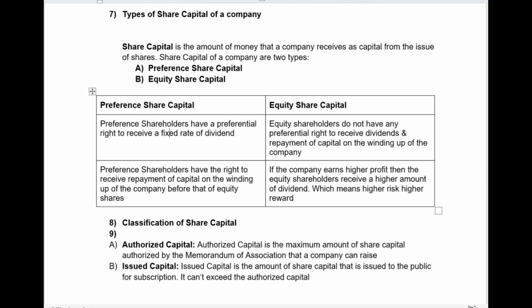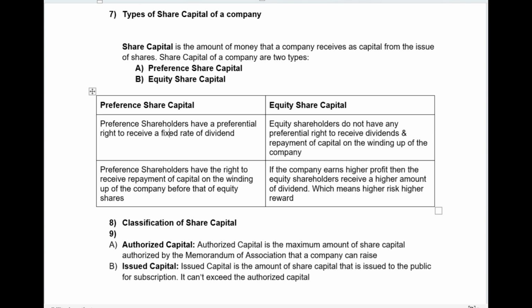In case a company is running in loss and decides to wind up its business, in that case, the preference shareholders will be first paid back their capital, and then if something remains, the equity shareholders will be paid back. So, why should anyone go for equity share capital?